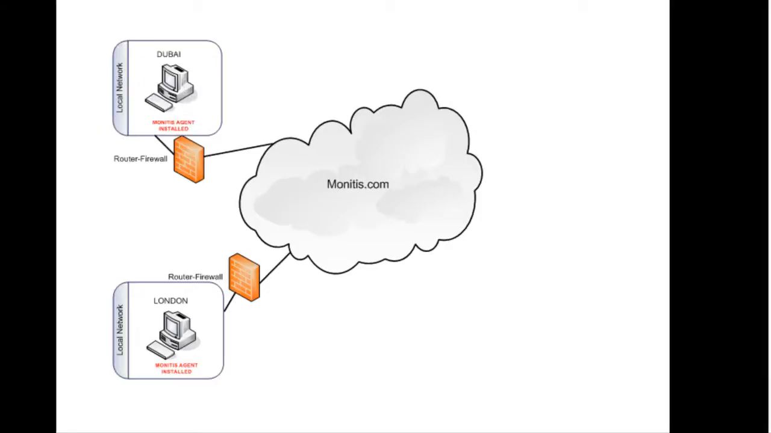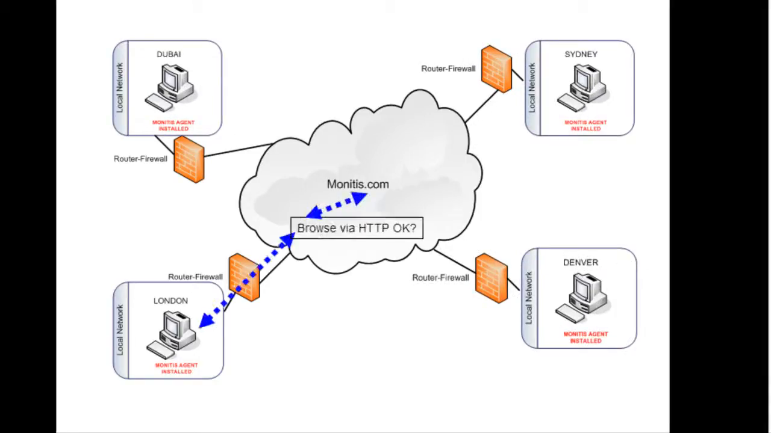Before, we were reliant on the default Monitus locations around the world, but now we can add our different locations. For example, a multinational company could install the agent on PCs in their London, Dubai, Sydney, and Denver offices, and maintain a constant check on their employees' ability to browse the World Wide Web.